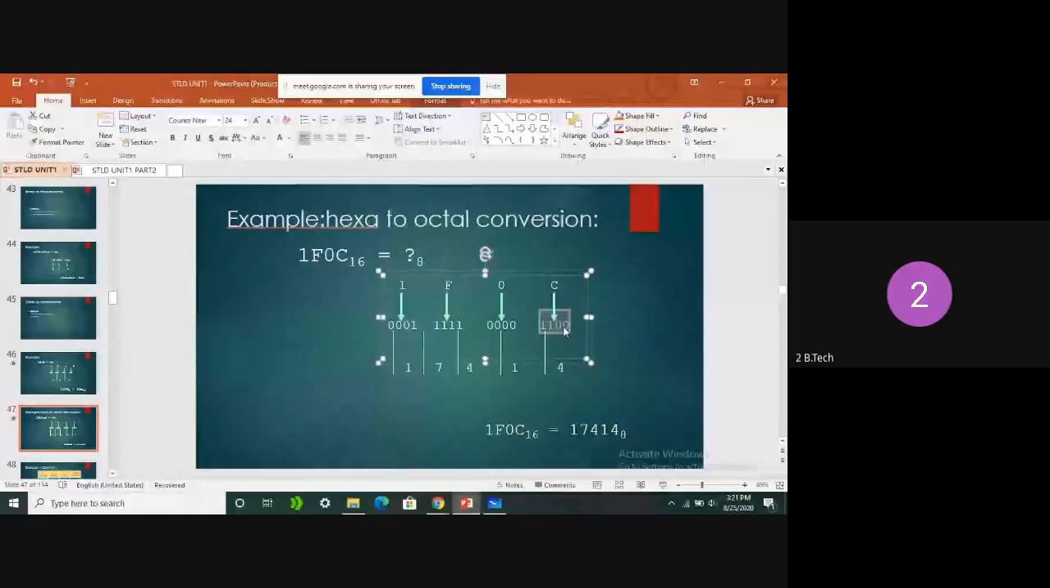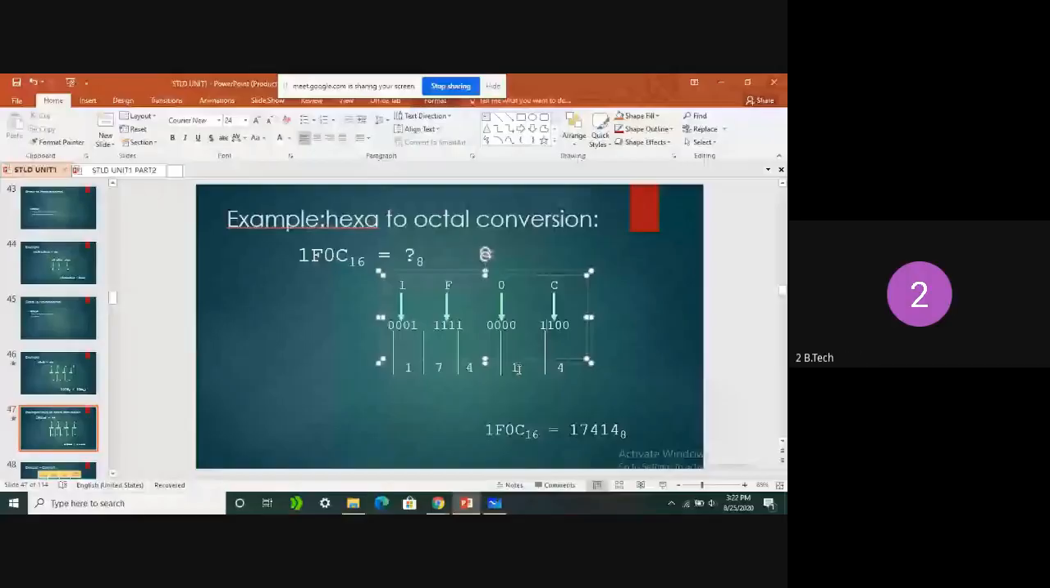For 0, four zeros; for F, 1111; for 1, triple zero 1. So after converting to the binary number, we need to group into 3 digits to get back the octal number. While grouping 3 digits, the first 3 make 100, that is 4. Again, the next 3 digits are 001, that is 1. Again, the next 3 digits are 100, that is 4. Again, the next 3 digits are 111, that is 7.